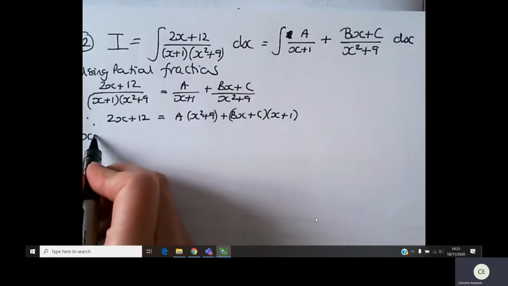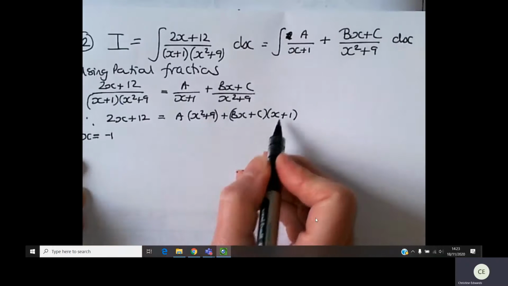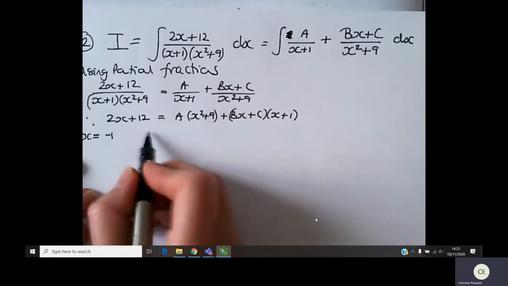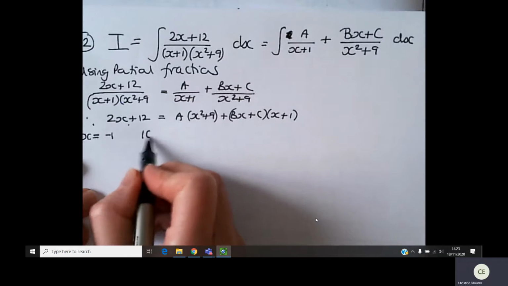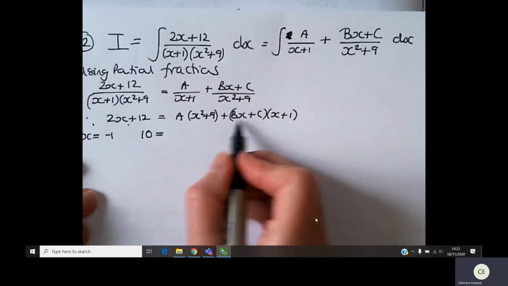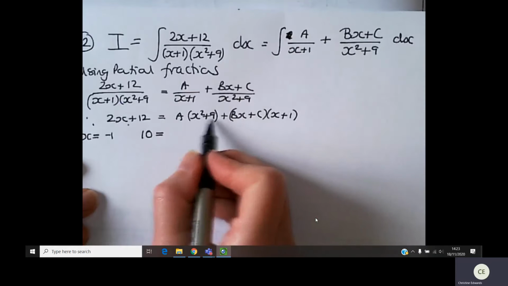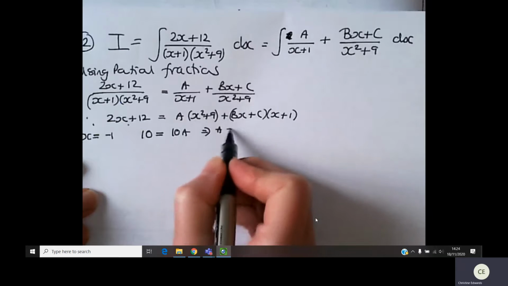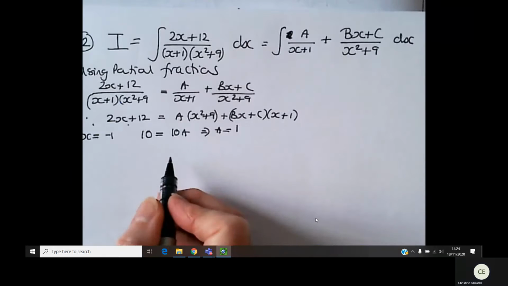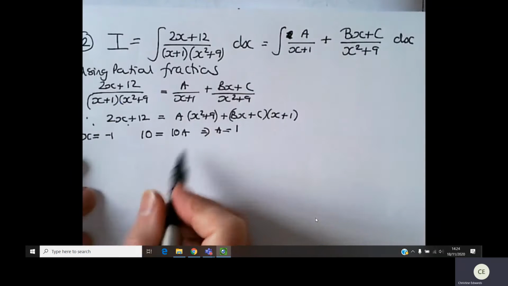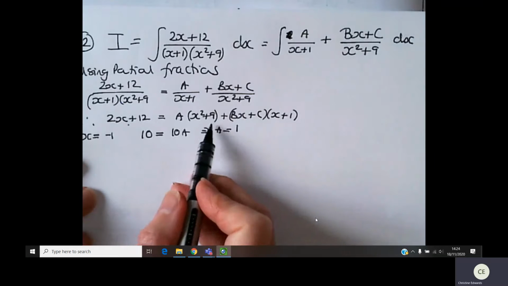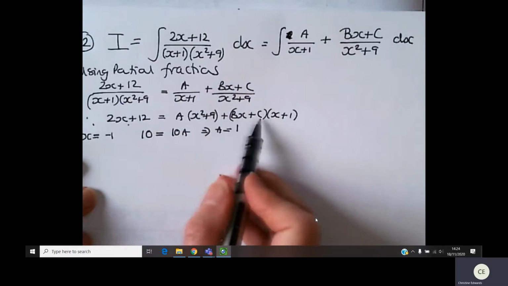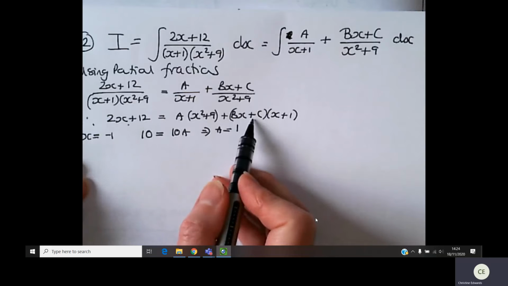Let's put x equal to -1, which will allow that bracket to be 0, and will allow me to find a. So if I do that, I sub in here and I get 10 equals, subbing in here, I will get 10a. So therefore a is 1. Now, there's no obvious value for me to sub in that's going to allow me to find both b and c, so I'm going to do some comparing of coefficients.